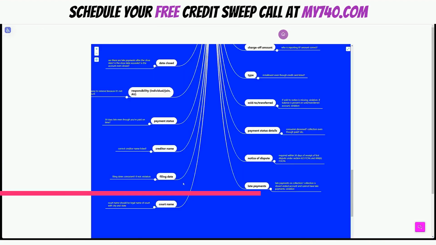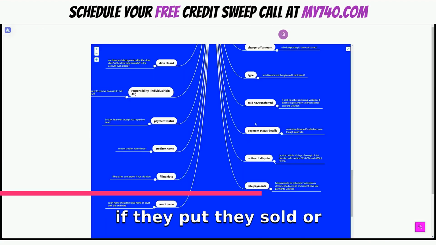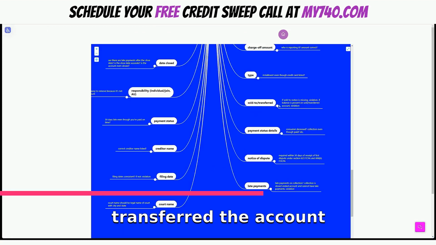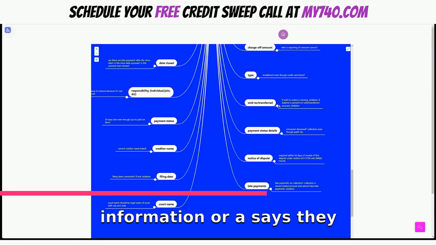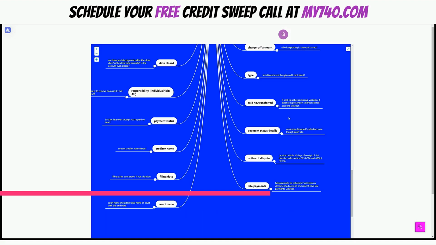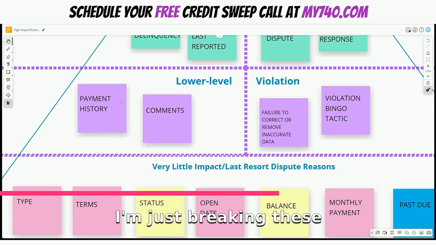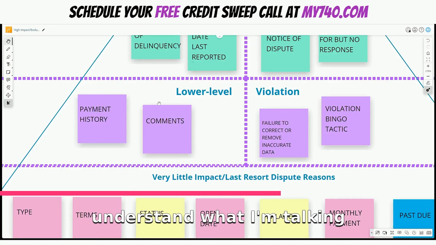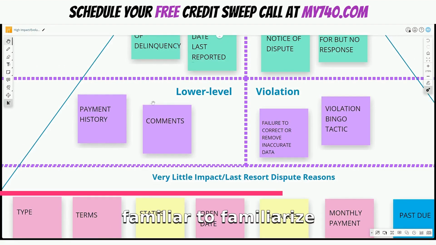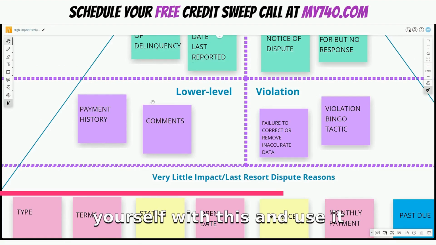Now, what would be a comment? Well, if they sold or transferred the account, but they're missing other information, or it says they sold or transferred the account, but they're reporting a balance on the account, or a monthly payment, or a past due. Okay, that is a huge inaccuracy. Okay, so again, I'm just breaking these things down so that you can understand what I'm talking about. Familiarize yourself with this and use it to get your results.